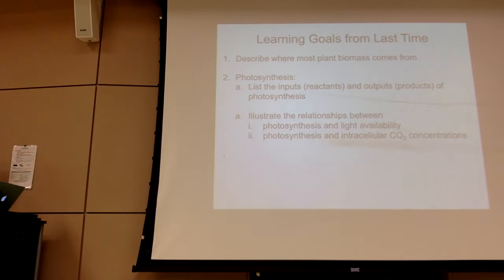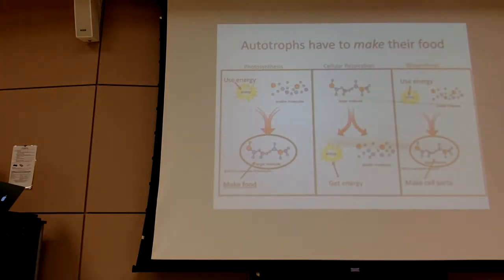All right, so we've got photosynthesis. You guys have already said two of the things that go into photosynthesis. You said carbon dioxide and light. What else goes in? Okay, water, awesome. Okay, and what comes out? Claire already said glucose and oxygen. Awesome. Okay. And then I had you look at the relationship between photosynthesis and light availability, photosynthesis and intracellular? I think I meant to put intercellular CO2 concentrations, so CO2 within the leaf.